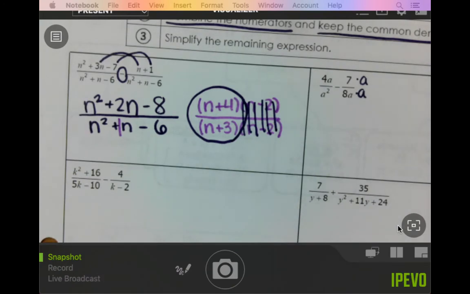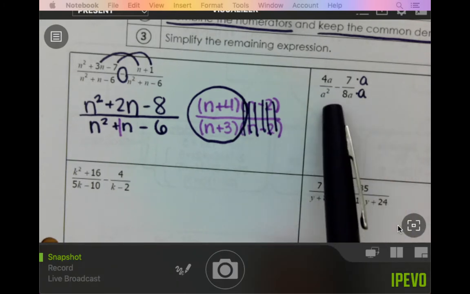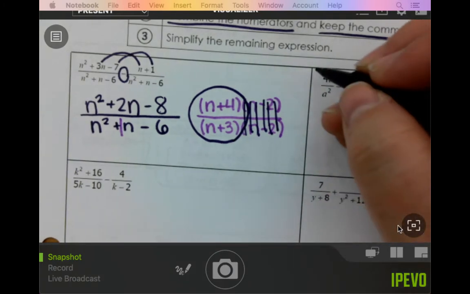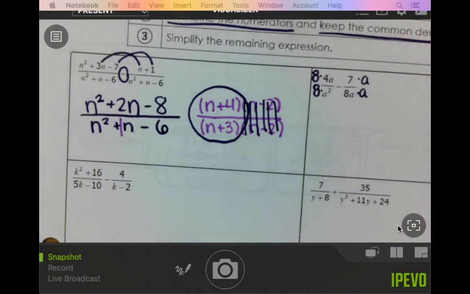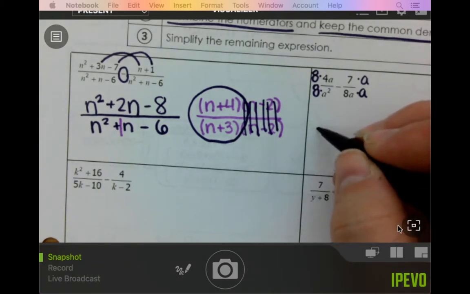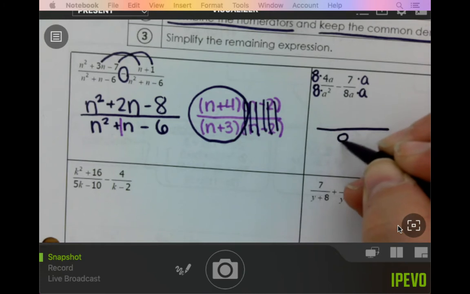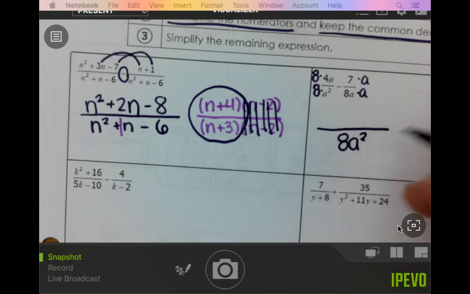Then the one on the left doesn't have the 8 in front that this one has. So we have to multiply it by 8. And now they both have 8a squared on the bottom. And that is kind of how you figure out what the LCD is: you just figure out how do I make this look like this and this one look like this one.